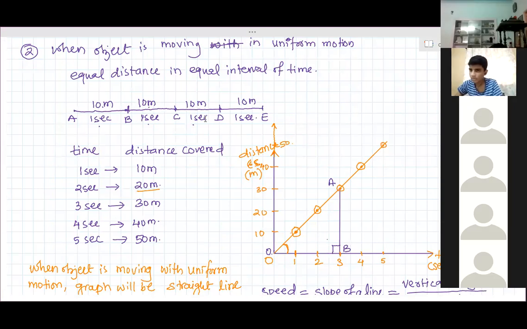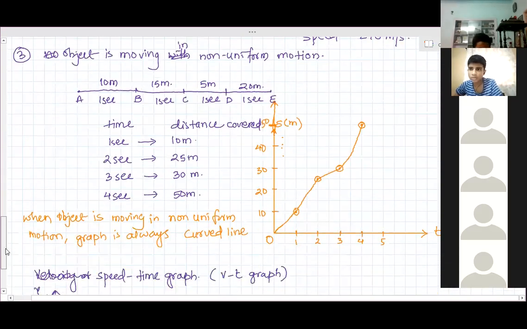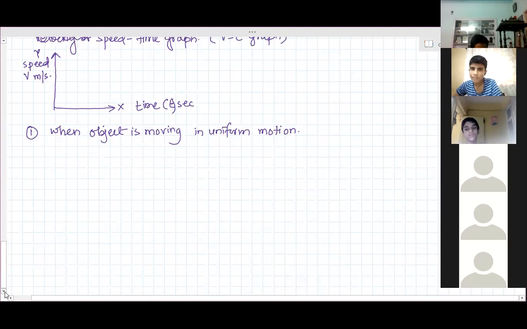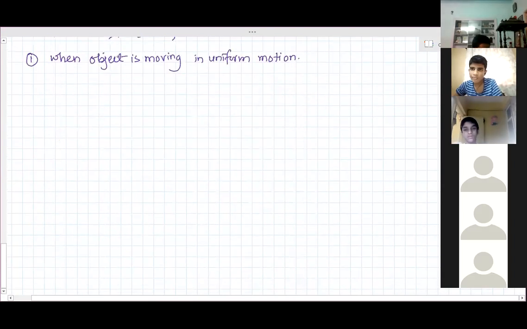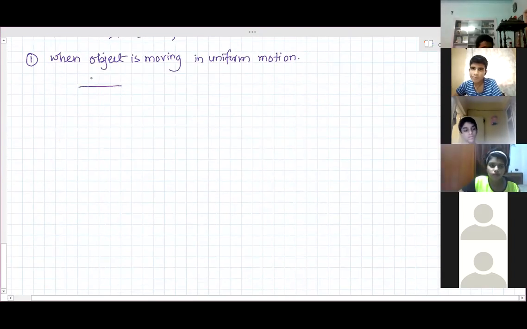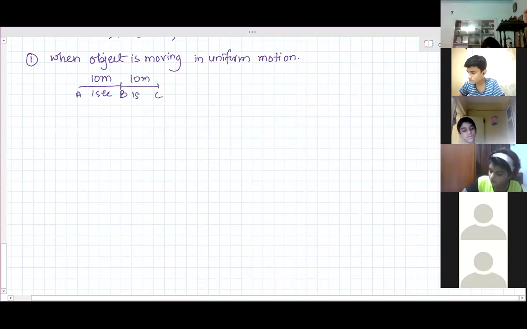So every time, what is the speed? 10 meter per second. It is not changing. So when we plot these values on the graph, your object is moving in uniform motion. First 10 meter distance in 1 second, A to B. Then B to C is again 10 meters in the next 1 second. C to D, next 10 meters in 1 second again, and D to E also 10 meter distance in 1 second.